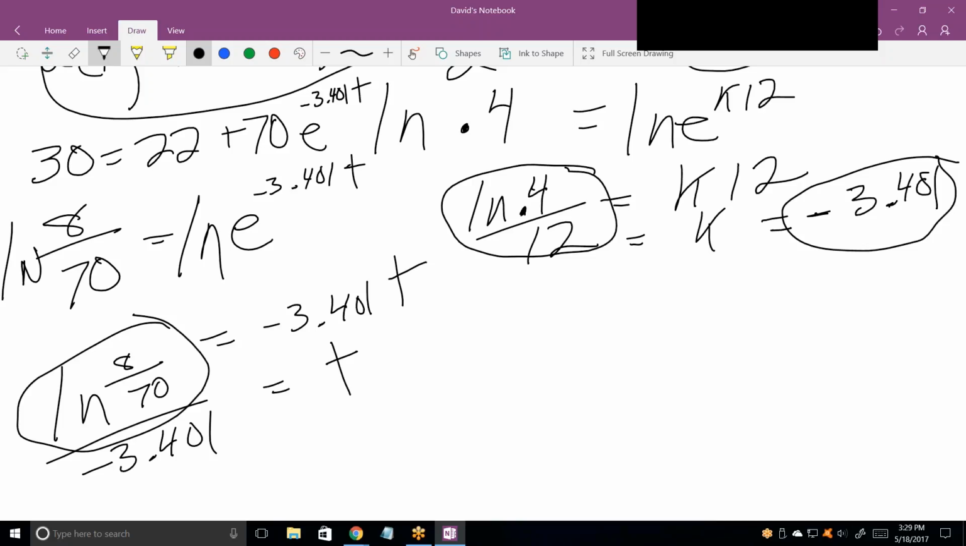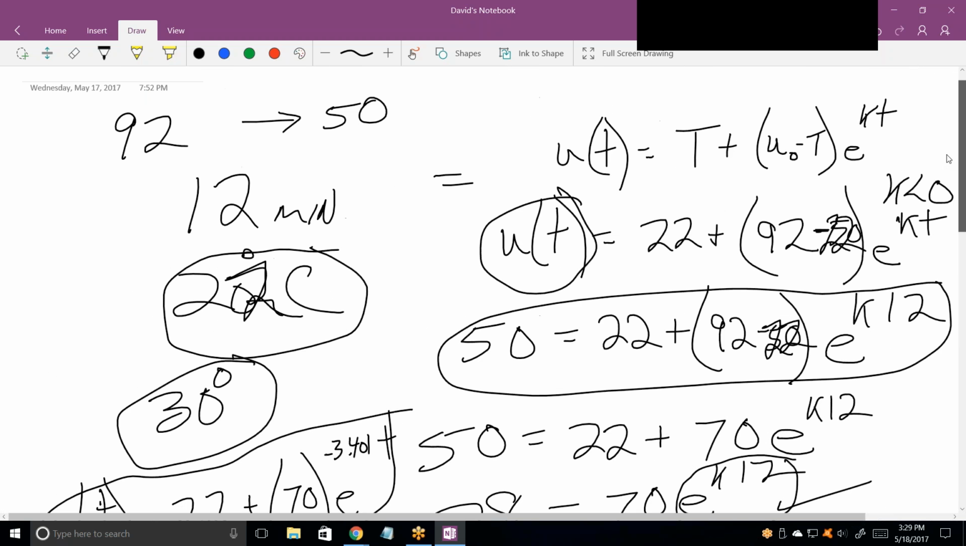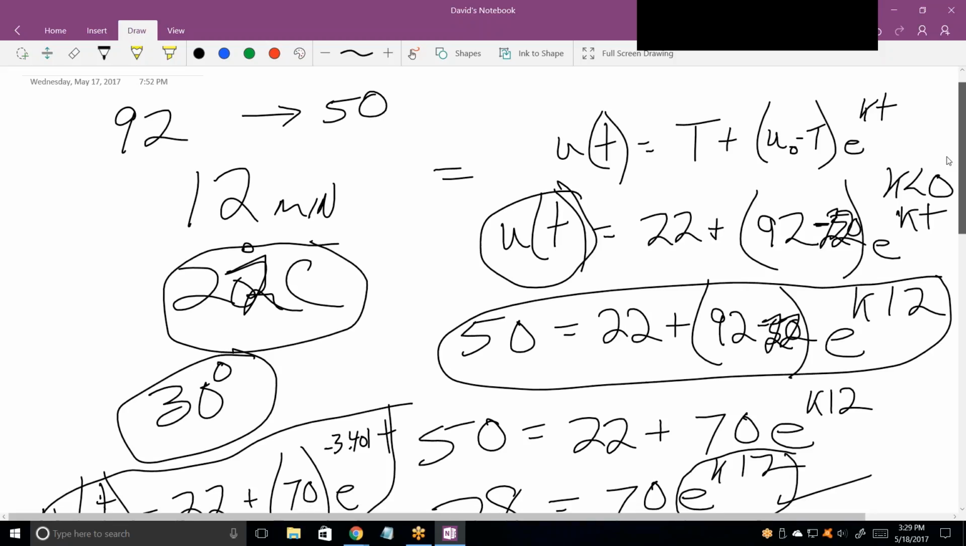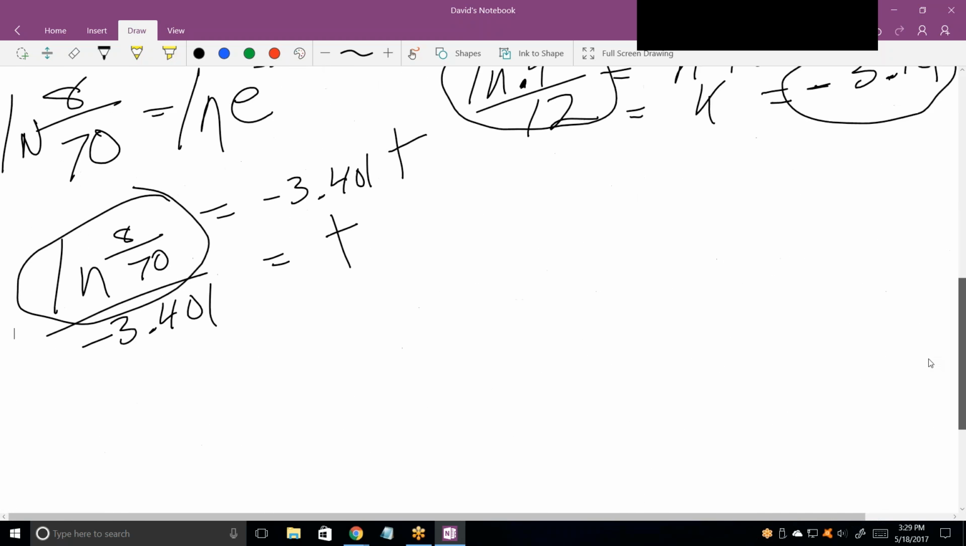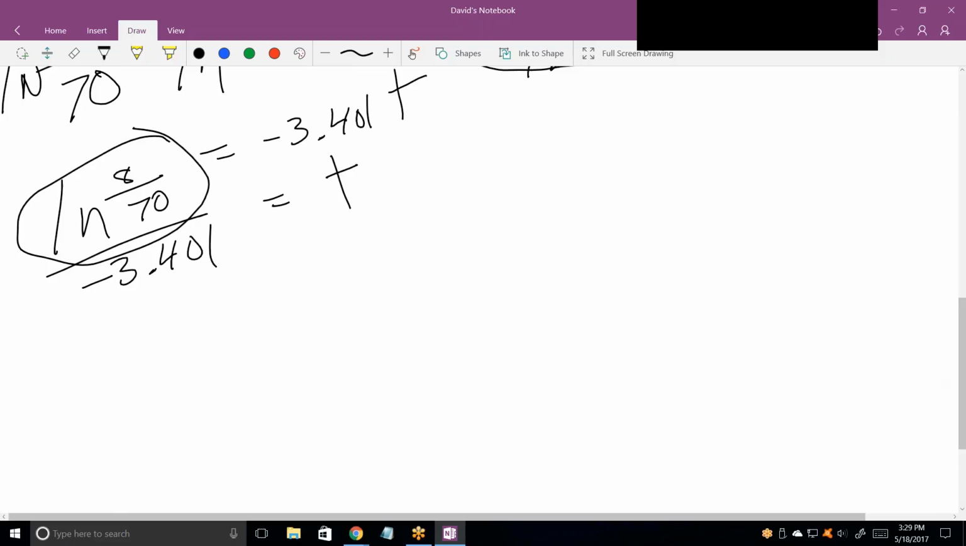What do we get for time? And it better be more than 12 minutes. Notice that it took 12 minutes for the coffee cup to cool from 92 degrees to 50. So to get all the way to 30, it better be more than 12. What do you get when you put this in a calculator? Natural log of 8 over 70 divided by minus 3.401. Put that in parentheses, otherwise you won't get the right answer. And our answer is going to be in minutes.